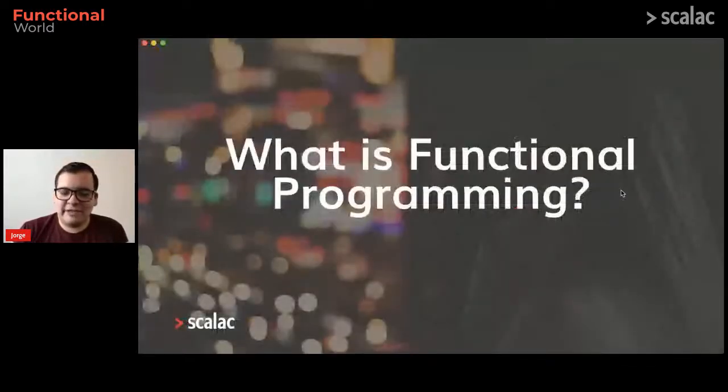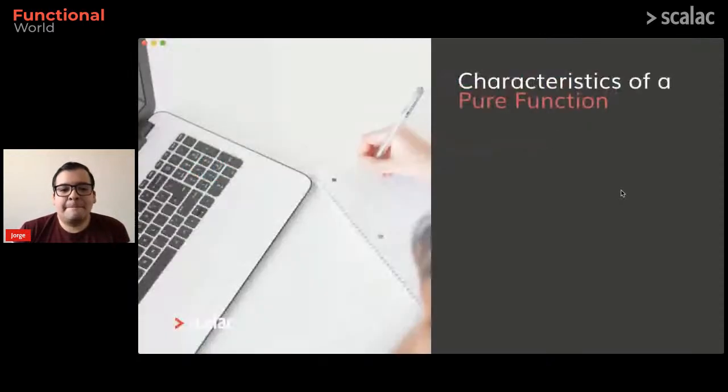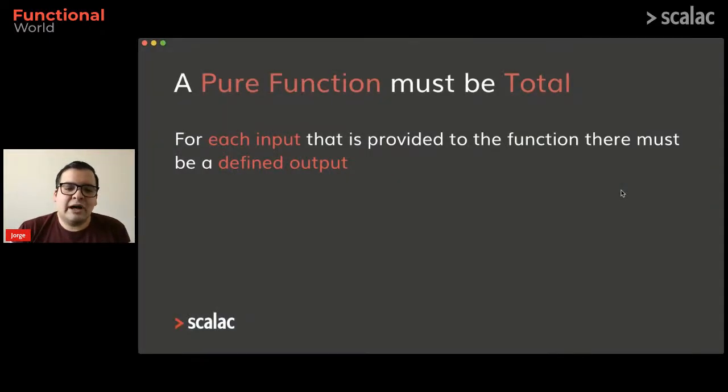So what is functional programming? Let's start with that. Functional programming is a programming paradigm where programs are a composition of pure functions. So the most important concept to grasp here is what a pure function is. The characteristics of a pure function are the following. A pure function must be total. It must be deterministic and depend on its inputs only. And it must not have side effects. Those are the three characteristics of a pure function, and now we are going to discuss them one by one.